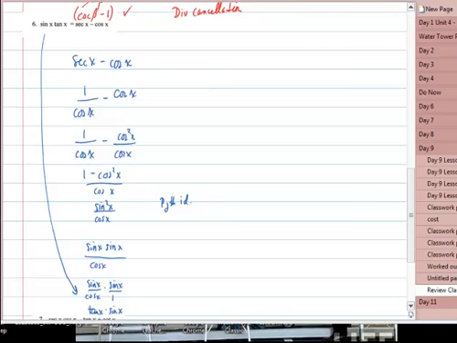We can write our reasons. Our reasons would be reciprocal identity substitution, adding fractions, Pythagorean identity, which is here, and then we just split up our sine squared and then use the reciprocal identity.